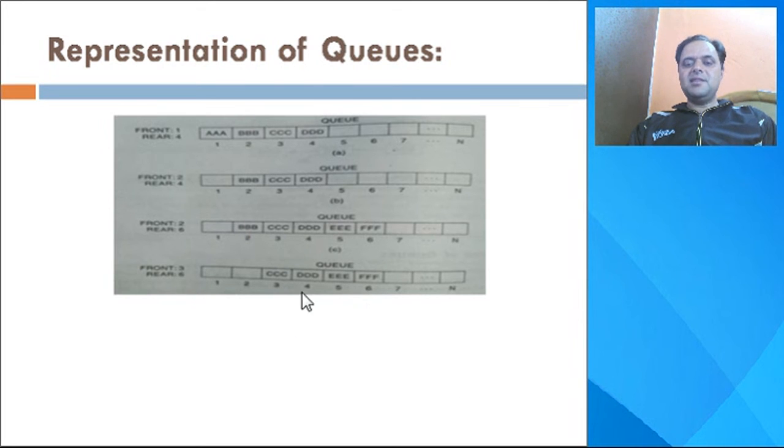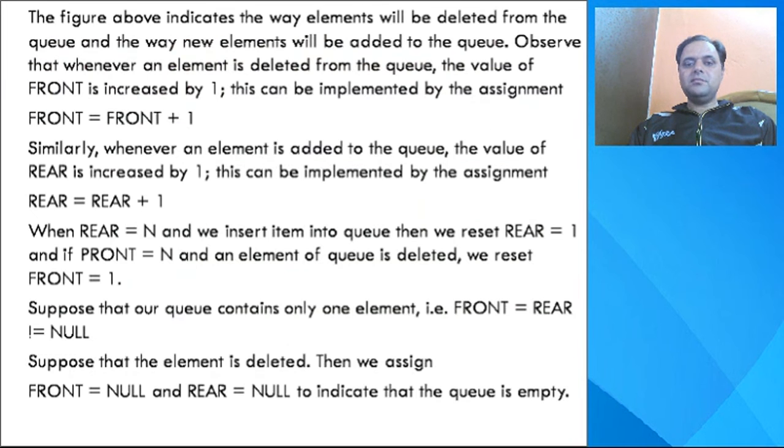We will explain this in the next slide. The figure I indicated in the previous slide shows the way elements will be deleted from the queue and the way new elements will be added to the queue. So we have explained how we can delete elements from the queue and how we can add elements into the queue.